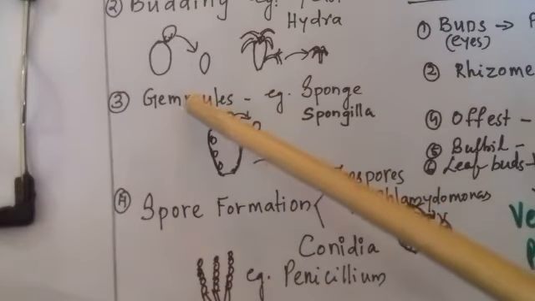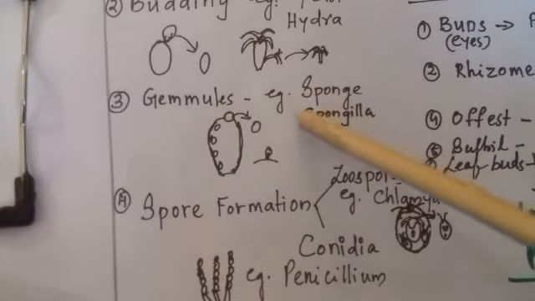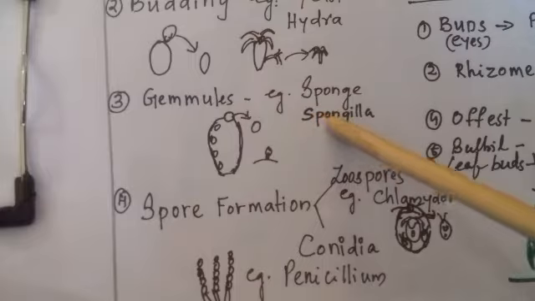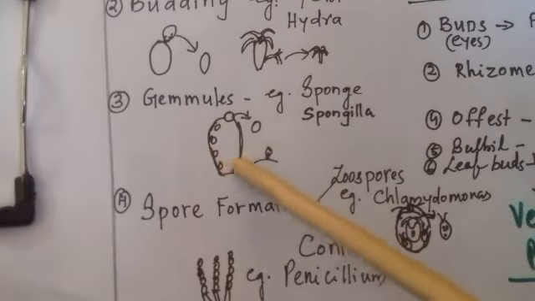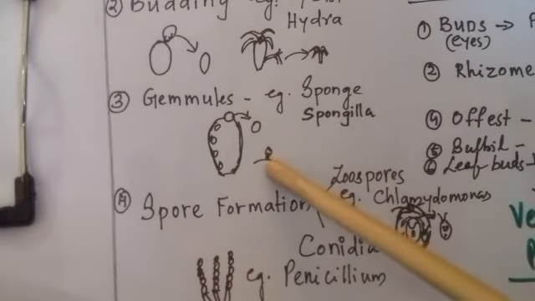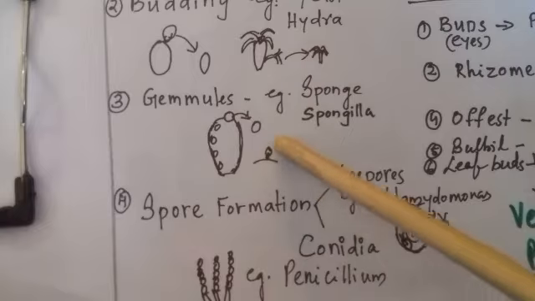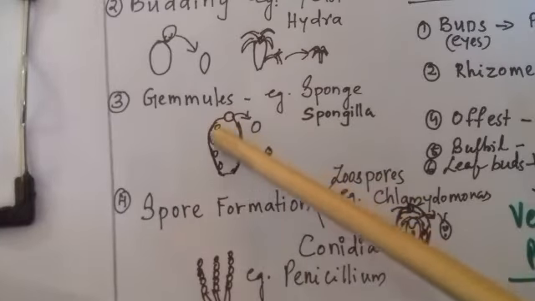Another method of asexual reproduction is by gemmules. Gemmules you can see in sponge, for example Spongilla. It is a freshwater sponge where buds are produced inside the body and released out. When it is attached to a substratum, it develops into a new individual, and here the bud is produced inside.